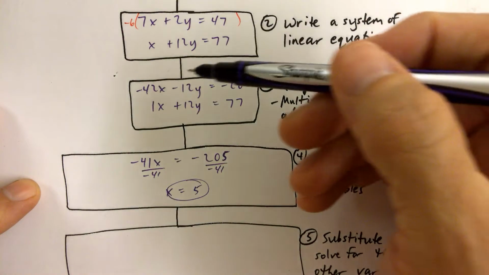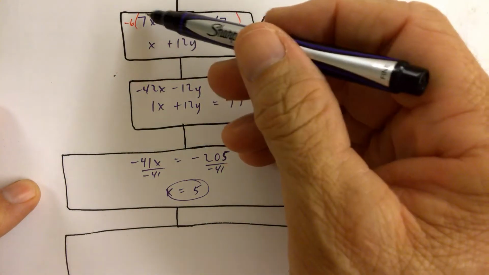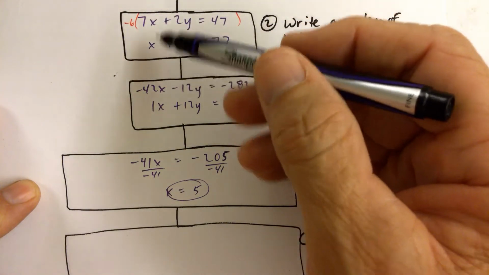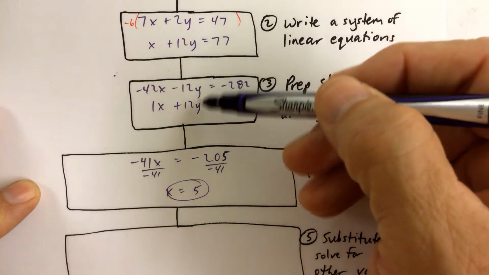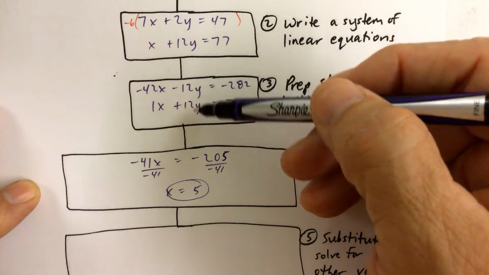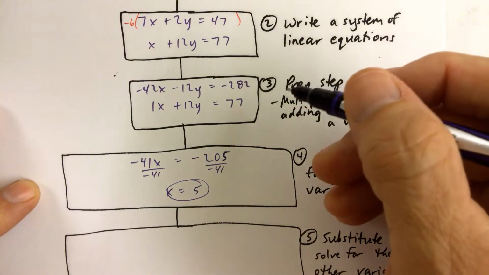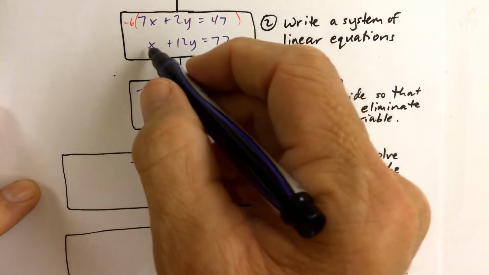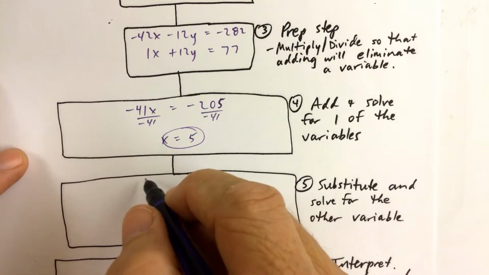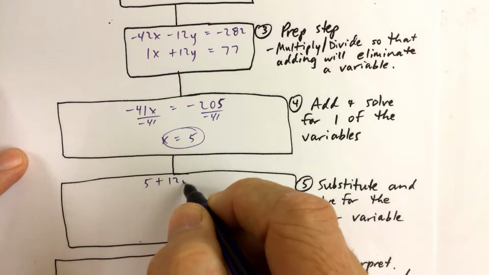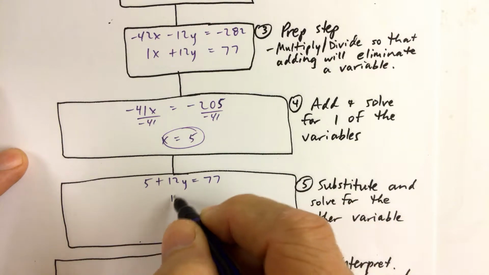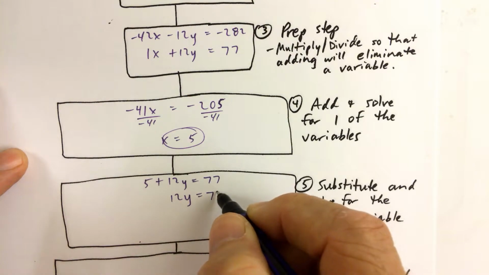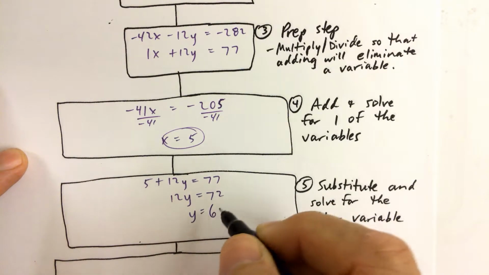The purpose of doing this whole thing where we multiplied the first equation by -6, the purpose of that is to get one of these variables to drop out when we eventually add the 2 equations together. So we get x equals 5. We're going to go ahead and replace x with 5 in the second equation, and we're going to get 5 plus 12y equals 77. Subtracting 5 from both sides, we get 12y equals 72, and we get y equals 6.